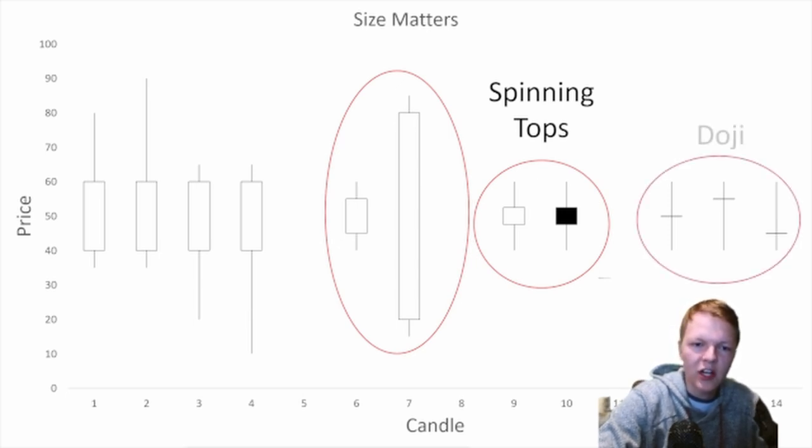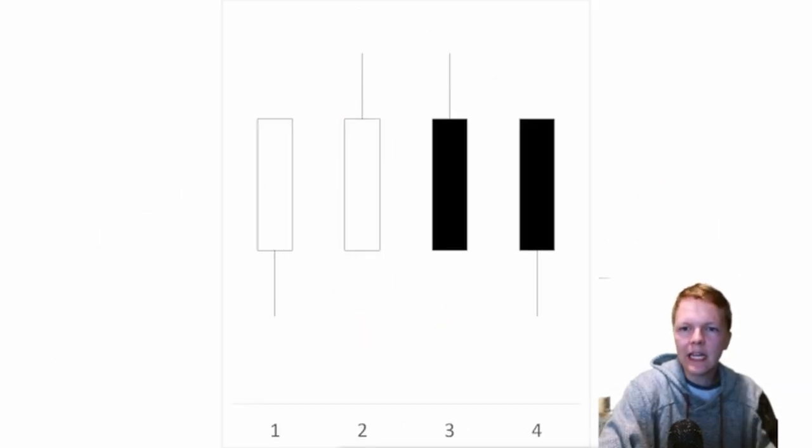Similar to spinning tops are candles called doji. A doji has no or very little real body. This means that the price closed almost exactly where it opened. Doji play an important role in some candlestick patterns. Let's look at one last unique case.